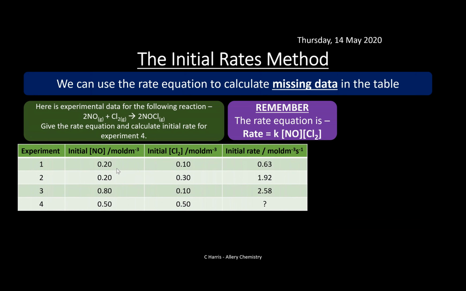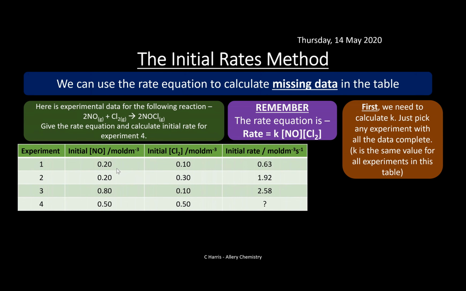Okay, so remember that the rate equation is this, and we still need to carry on going because we need to work out the initial rate of experiment 4. So first of all, what we need to do is calculate k. So this is straightforward. All we do is just pick any experiment where all the data is complete. k is the same value for all experiments in this table because it's all at the same temperature. So let's have a look. We'll just pick one of them.